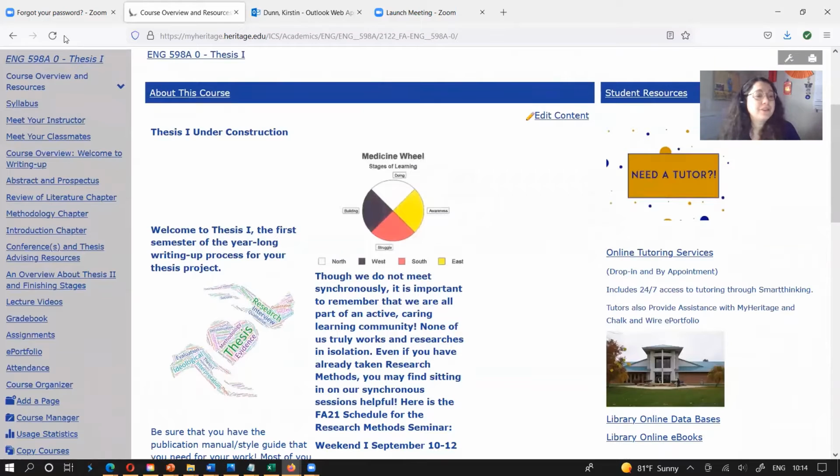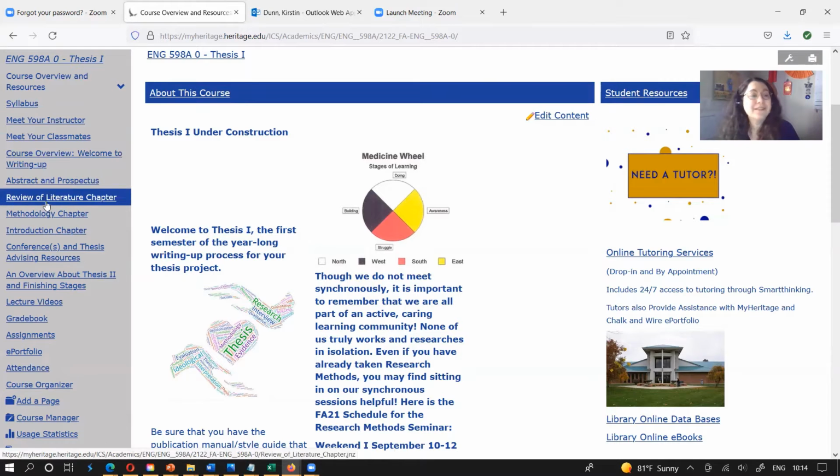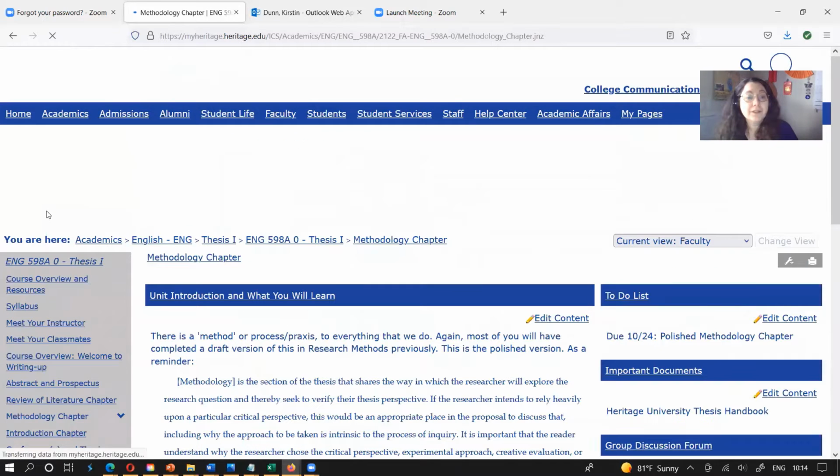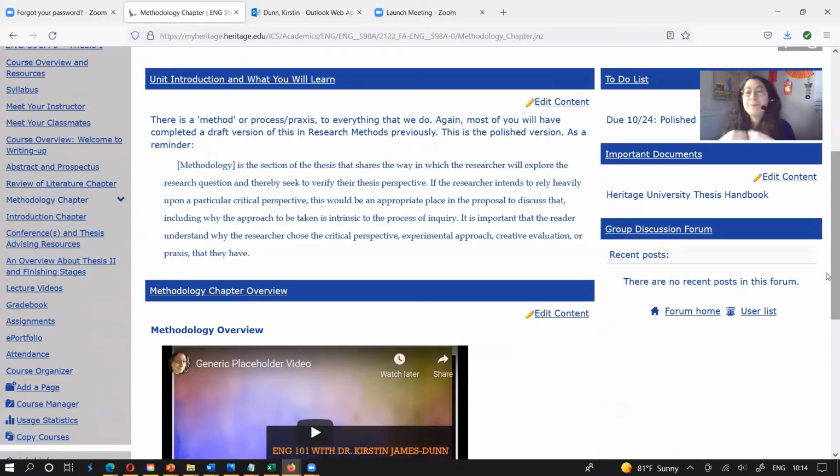Scrolling down a bit, let's look at our navigational page. So far we've done our overview, we've done abstract and prospectus, we've done review of literature. Now we're heading into the time period where the methodology chapter is going to be due. Let's look at methodology. There is a method, a process and praxis to everything we do.